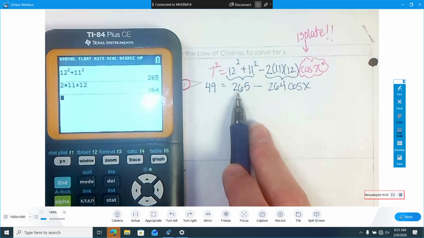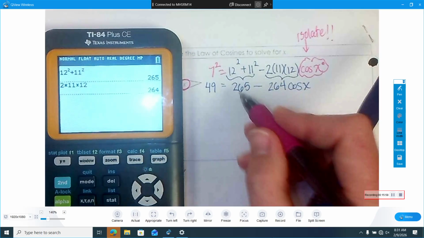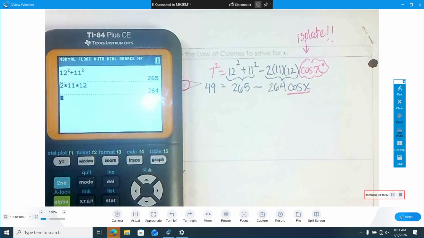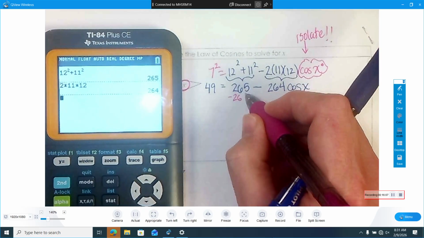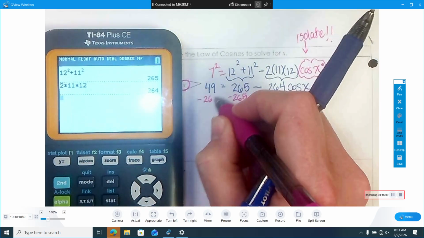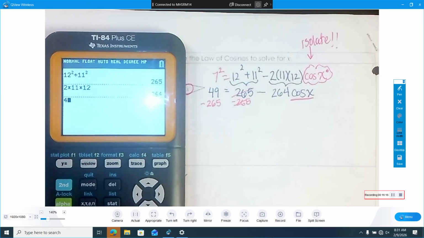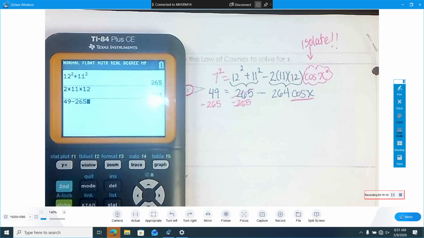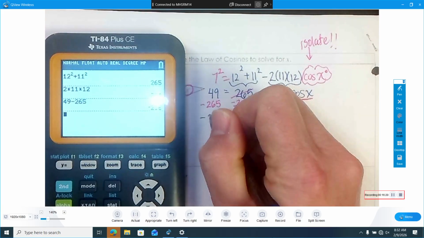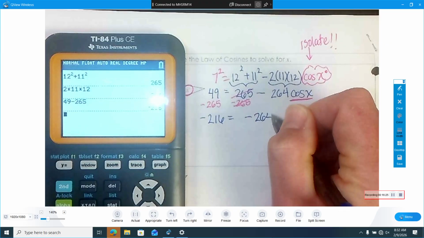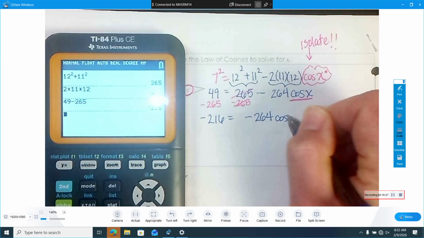Instead, I'm going to subtract this 265 because I need to move it away. Our job is to isolate cosine of x, so all this stuff needs to be pushed to the other side. So I'm going to subtract 265. Write down these steps, ladies and gentlemen. Write down these intermediate steps so you know what we're doing. So 49 minus 265 is negative 216 equals negative 264 times the cosine of x.